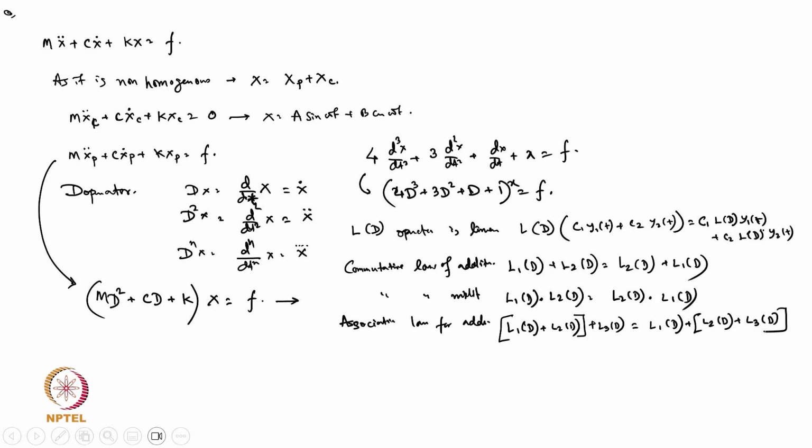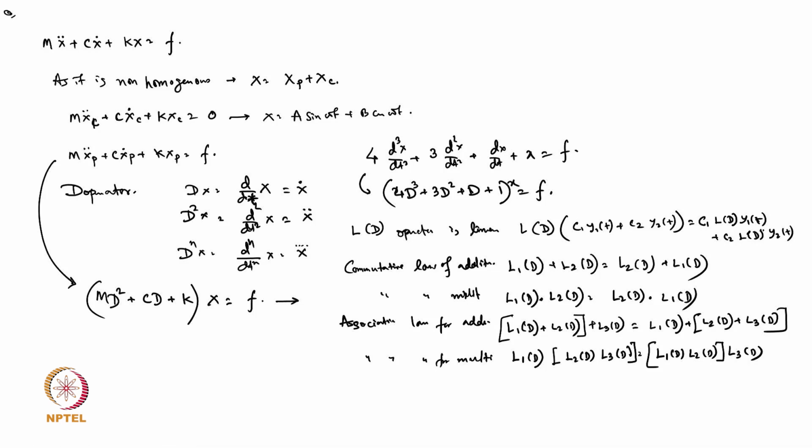Okay, then the associative law for multiplication, also in a similar manner: L1(D) into L2(D) into L3(D) can be written as L1(D) into L2(D) into L3(D). So all those things can be done.